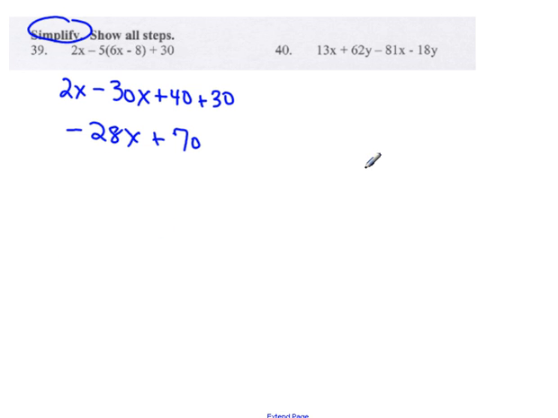Let's do the same thing here with number 40. No parentheses to deal with, no equal sign to solve, so we're just collecting like terms. So 13x minus 81x gives you negative 68x. 62y minus 18y gives you positive 44y. No more like terms, nothing more to do. That is the answer.